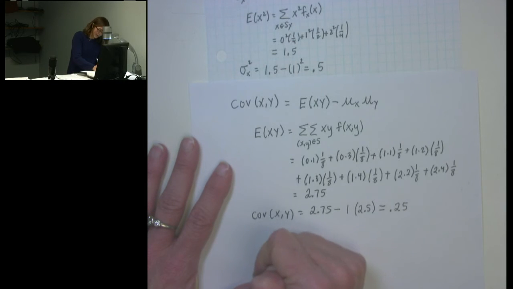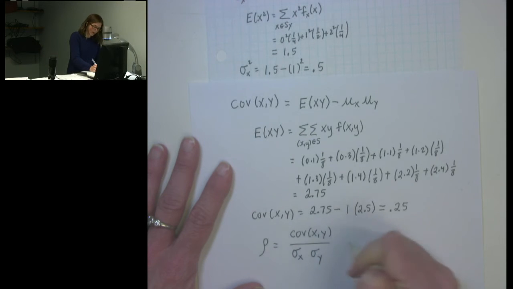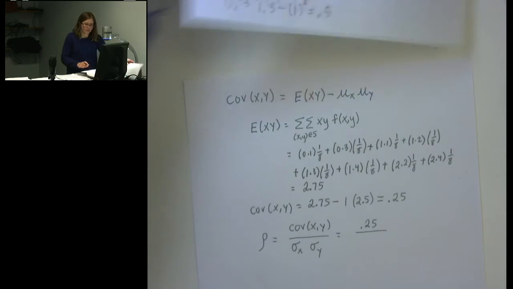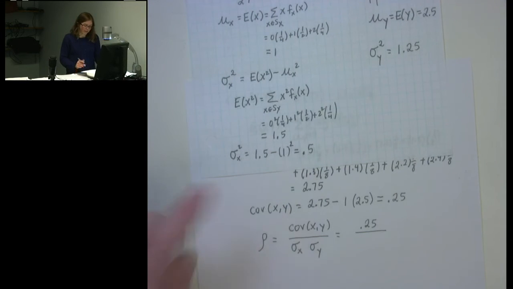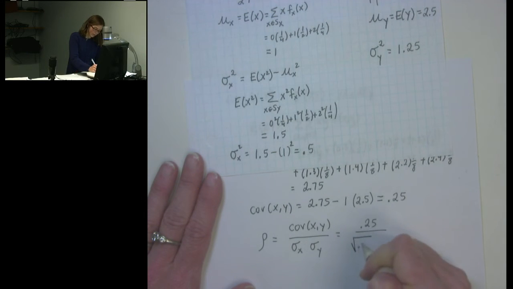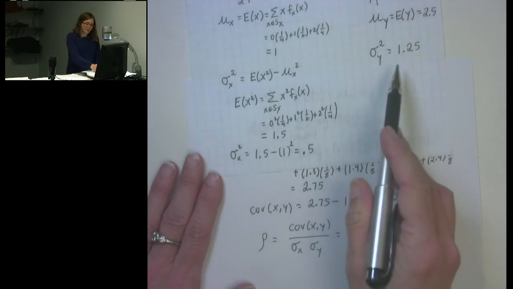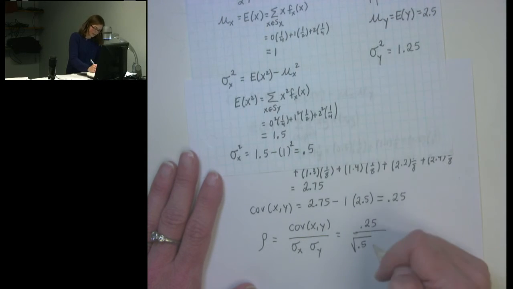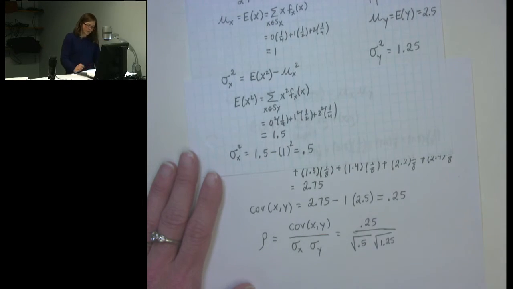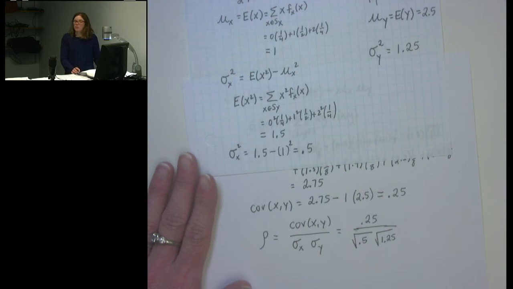From there, we can find the correlation by taking the covariance of x and y, dividing it by the standard deviation of x times the standard deviation of y. Our covariance we just found is 0.25. Our standard deviation of x, we know the variance is 0.5, so the standard deviation is going to be the square root of 0.5. The standard deviation of y is going to be the square root of the variance of y, so the square root of 1.25. And that's going to be our correlation between x and y.